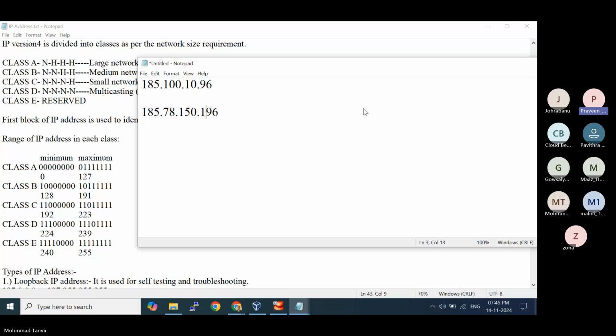In the different network. Same, different networks, sir? Same network, correct? Same. So why is it in the same network? Because both are in class B, correct? Yes. In class B, how many blocks are used for network addressing?